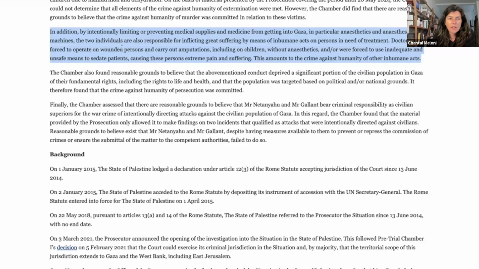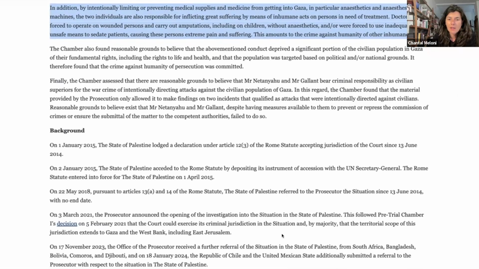Doctors were forced to operate on wounded persons and carry out amputations, including on children, without anesthetics, or were forced to use inadequate and unsafe means to sedate patients, causing these persons extreme pain and suffering. And this amounts to the crime against humanity of other inhuman acts.